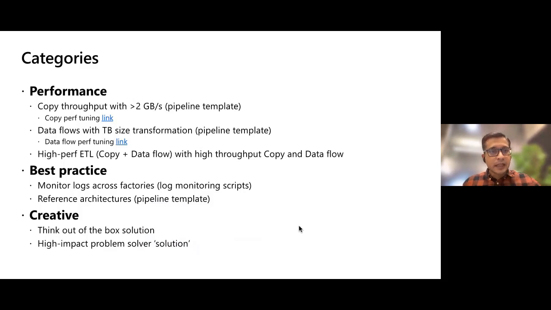And it's very easy. You build a pipeline and then you can simply generate a template out of a pipeline. There's a beautiful button which can help you generate a pipeline template out of an existing pipeline. So all you have to think about is building a pipeline in any of these categories. First, to start off with, is the performance category. Build any pipeline or ETL pipeline which deals with high throughput data copy, or which deals with high throughput data flow transformations, transforming like a TB size of data, or in case of copy, being able to achieve higher than 2 GB per second of throughput.